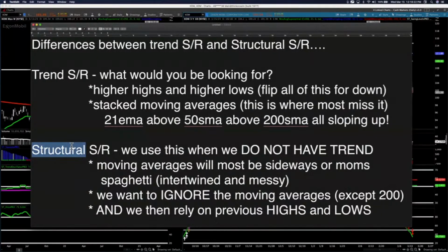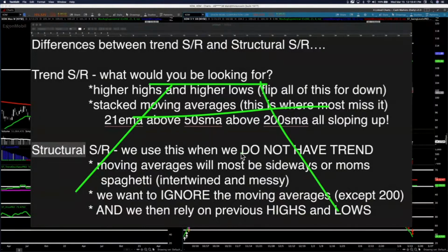And then just be willing to stay nimble, because keep in mind, things that go sideways eventually trend. Things that trend eventually go sideways, right? All markets always do the same thing. You will go from an uptrend to a sideways consolidation to a downtrend, right? Here you want to use trend support and resistance. Here you want to use trend support and resistance. Here you want to use structural support and resistance because you're in sideways chop.